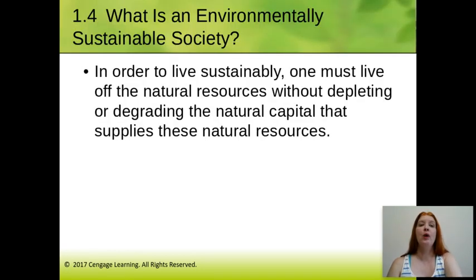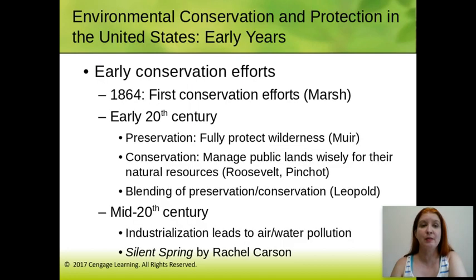All right, 1.4, we're going to go through this quickly. I'm going to skip over some stuff, but I'm going to focus on the stuff I definitely want you guys to know. So, what is an environmentally sustainable society? In order to live sustainably, one must live off the natural resources without depleting or degrading the natural capital that supplies these natural resources. So, in the past, we've had conservation efforts.